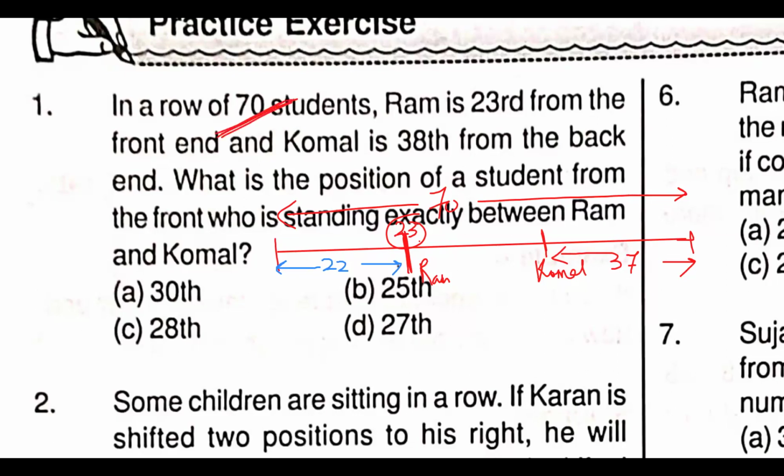Now we'll take the help of this. If total students are 70, towards the left of Ram are 22 students, towards the right of Komal are 37. First of all, you just tell me how many will be sitting between Ram and Komal. What do you think? First of all, try to find out how many people will be sitting between Ram and Komal.